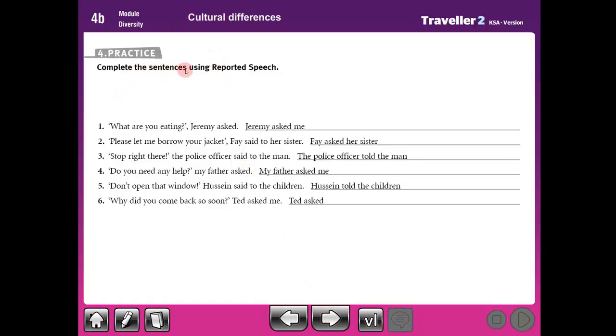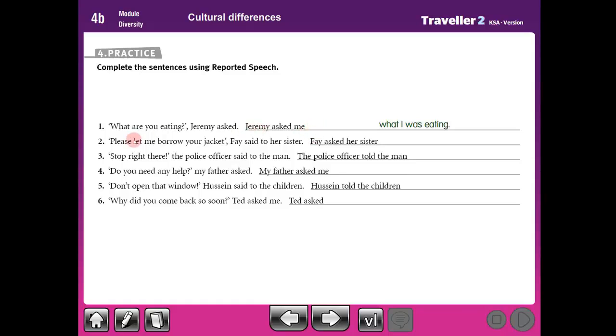Practice. Complete the sentences using reported speech. Number 1. What are you eating? Jeremy asked. Who can do it? Reported. Jeremy asked me. Who can complete? Yes. What I was eating. Instead of are, we use was eating. The present continuous, we use past continuous.